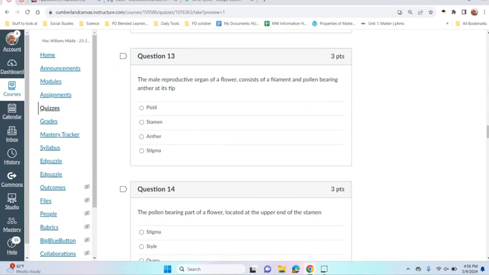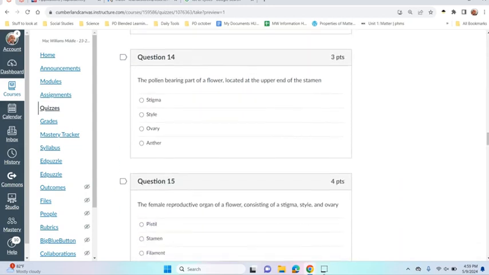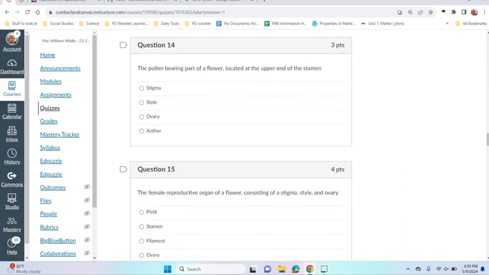Number 13. The male reproductive organ of a flower consists of a filament and pollen-bearing anther at its tip. Is that the pistil, the stamen, the anther, or stigma? Number 14. The pollen-bearing part of a flower located at the upper end of the stamen. Is that the stigma, the style, the ovary, or the anther?